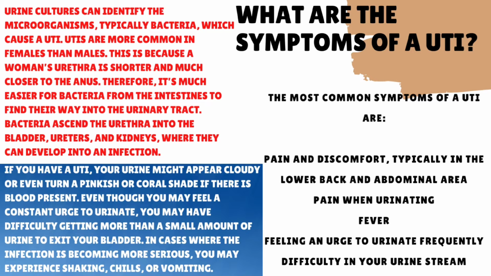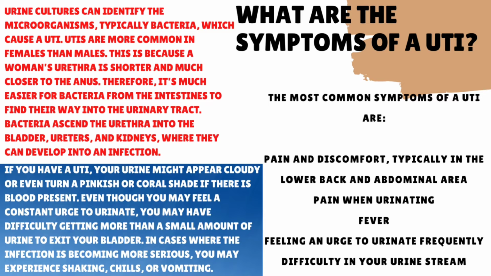So the most common types of symptoms are below. We have already given them; you can check these. Pain and discomfort, typically in the lower back and the abdominal area. Pain when urinating, when you are peeing, fever, feeling an urge to urinate frequently, difficulty in your urine stream.